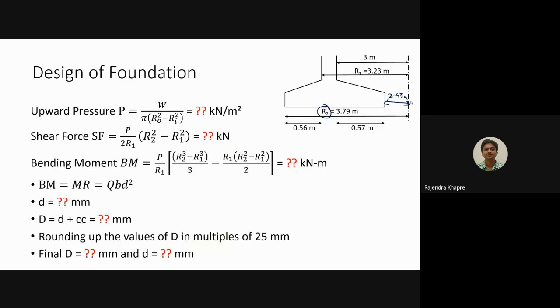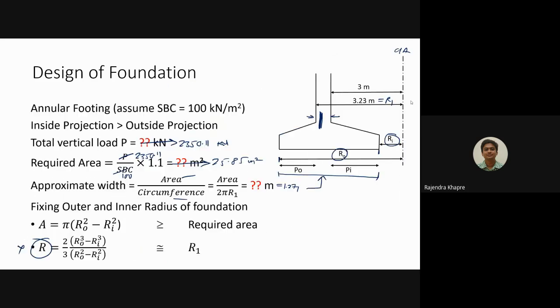So after all these calculations, now you are ending up with these dimensions. Now the very first thing you need to calculate is the upward pressure intensity. How much upward pressure intensity is there? For this we need W, the total weight. I think we have calculated this as 2350, with 10% of that added as foundation self weight.